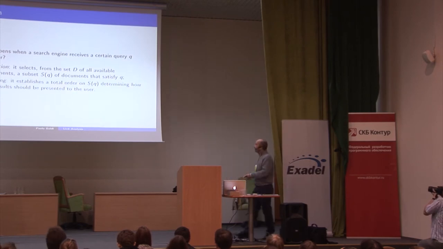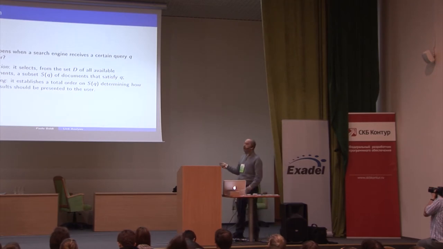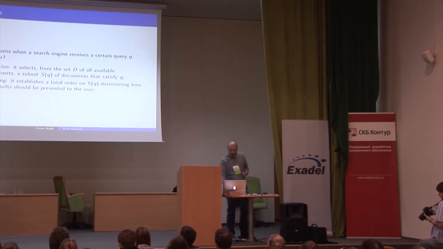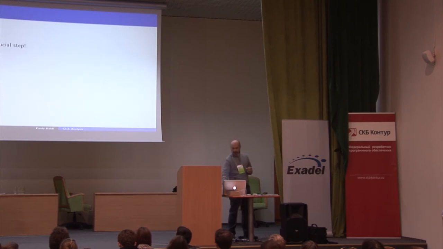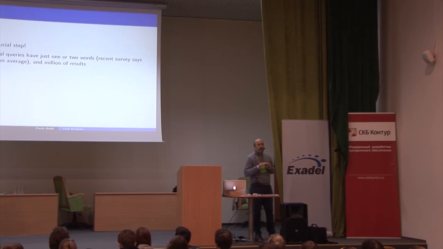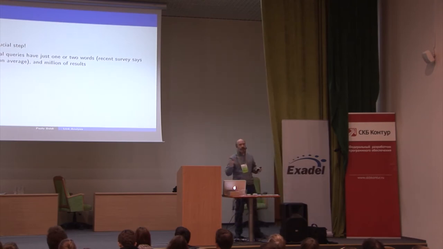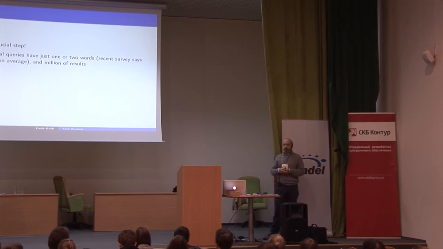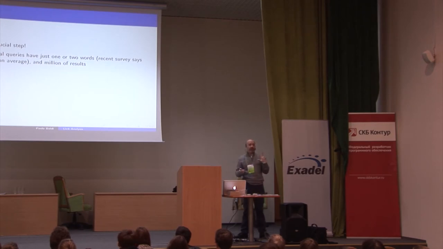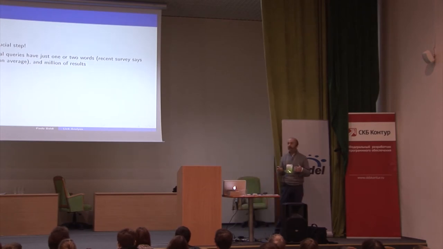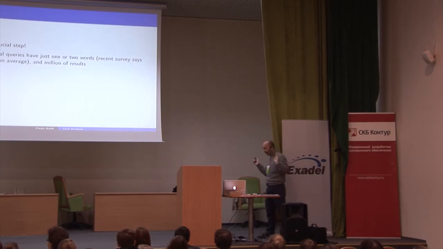And then, once this set has been selected, the search engine will decide how to rank S of Q. Now, this is most crucial for many reasons. Keep in mind that typically a web user inputs very short queries, like pizza mozzarella or good movie. On average, the typical query contains only three words, like pizza mozzarella Italia. So the queries are very, very broad.